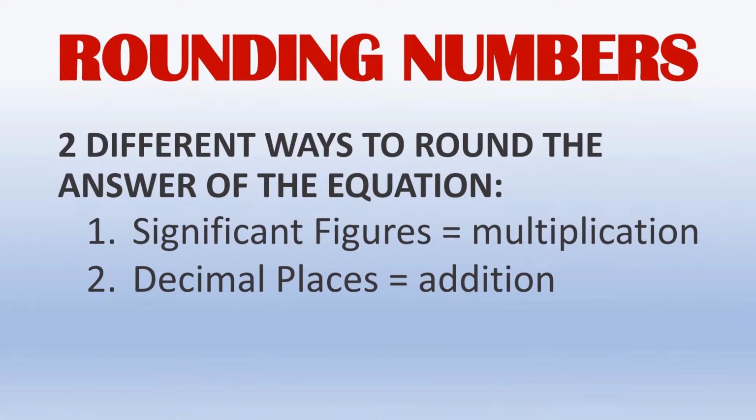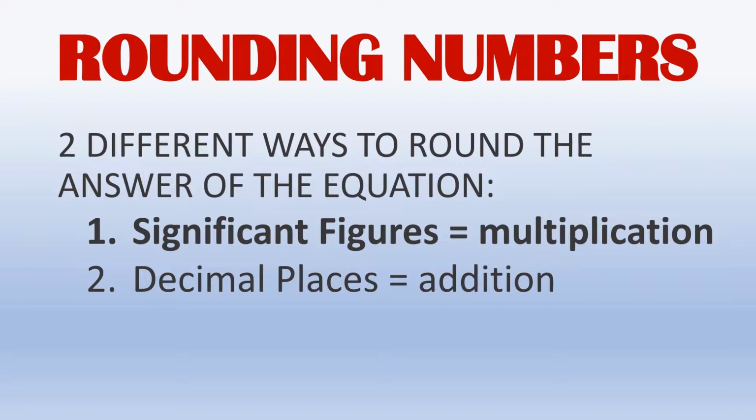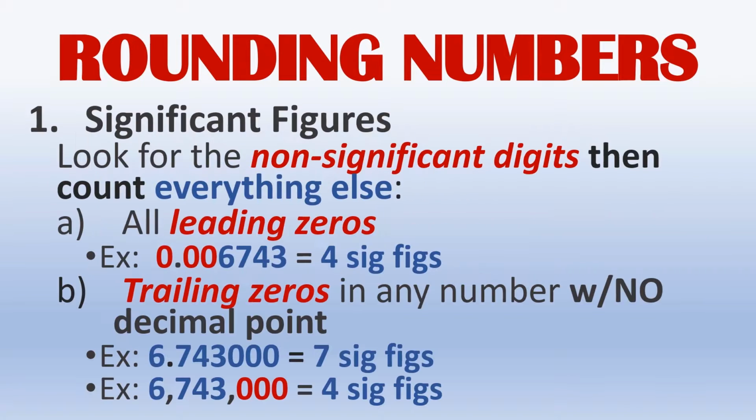You use one of these options depending on what type of equation it is. If it's a multiplication or division equation, then we're going to use significant figures, or sig figs. If it's addition and subtraction, then we're going to use decimal places. First, we're going to talk about significant figures in multiplication and division. If you remember from the first video, when you determine significant figures, you look for the non-significant digits. Everything else is significant, because it's easier to determine the non-significant digits, since the zeros kind of jump right out at you.